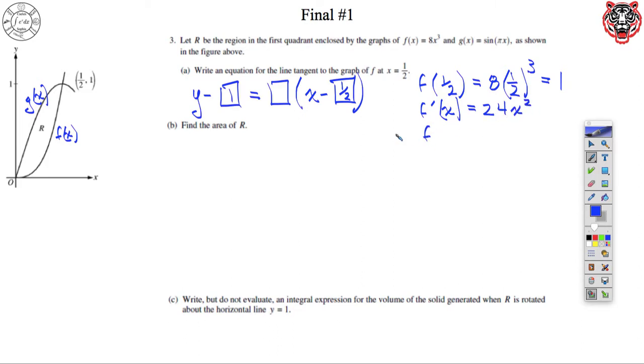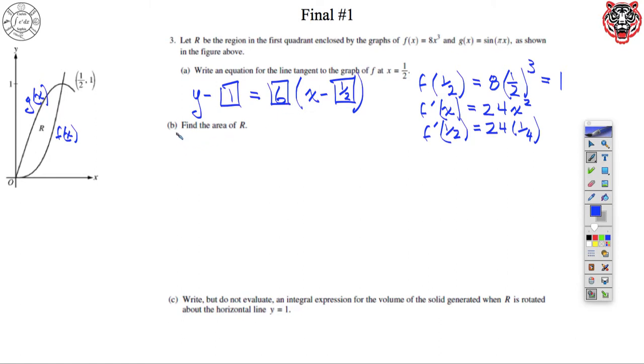I'm kind of running into my b area, but hopefully it should be fine. F prime of 1/2 is going to equal 24 times 1/4. 1/4 is just 1/2 squared. 24 times 1/4, or 24 divided by 4, is 6. So the slope here is 6. Done. All right. Part B. Find the area of R.